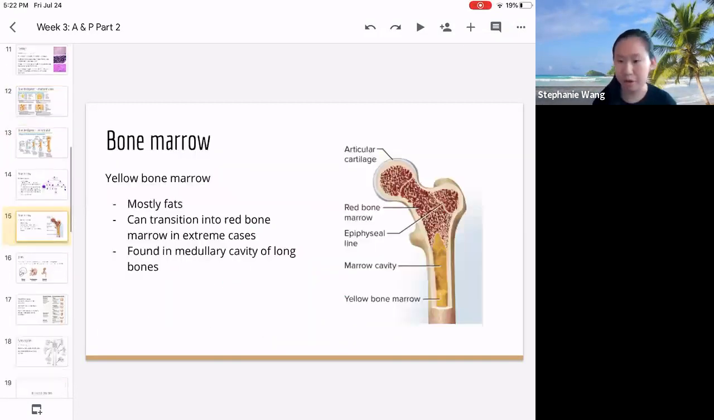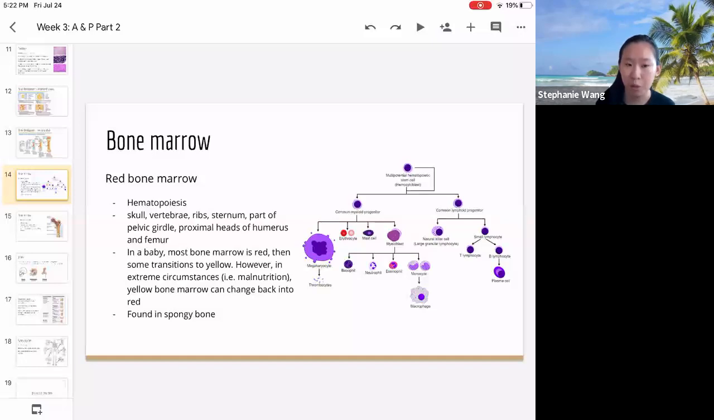Next we're gonna talk about bone marrow, as I was saying earlier. So first we're gonna talk about red bone marrow. This is where hematopoiesis occurs, which is the creation of blood cells. And red bone marrow is found in all these places, skull, vertebrae, ribs, etc., and also on the edges or the epiphysis of long bones, if you remember from our first few slides. And as you can see, I wrote here that in a baby, most bone marrow is red, then some transitions into yellow into adulthood. However, in extreme circumstances like malnutrition, yellow bone marrow can change back into red bone marrow. So that's something you should probably know. It's a very interesting thing to look into.